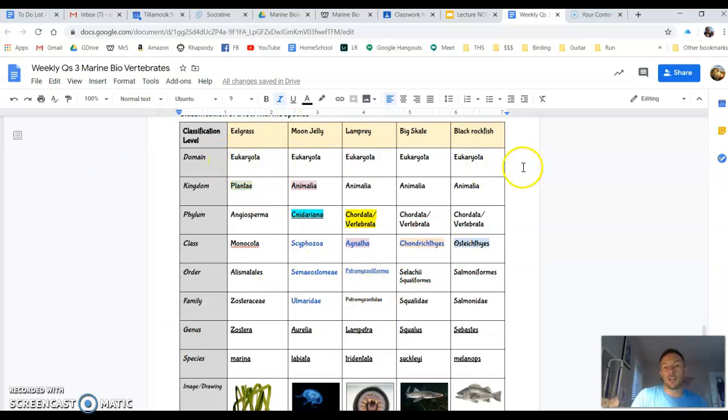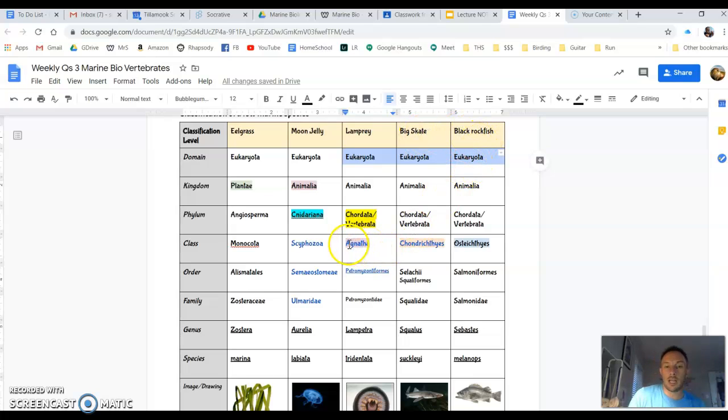I put up here three different marine vertebrate examples: a lamprey, a skate, which is similar to a shark or a stingray, and a black rockfish, which is a bony fish. These are all vertebrates. They all belong to things with backbones, Vertebrata. All three of these do. They're all animals, and they're all eukaryotes. So in that way, lampreys, skates, and rockfish are similar.